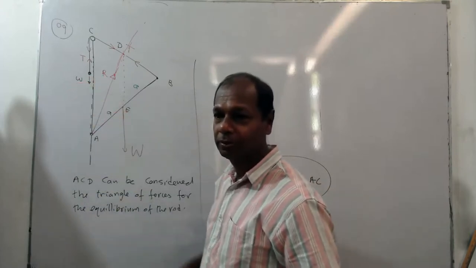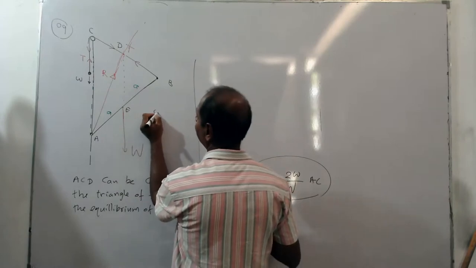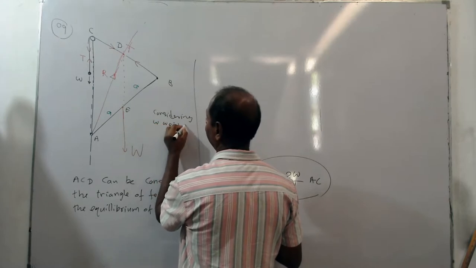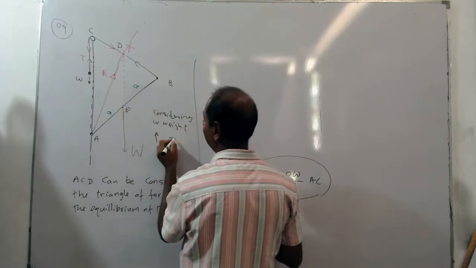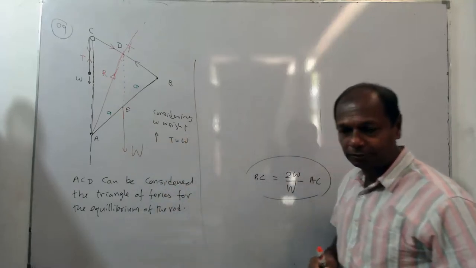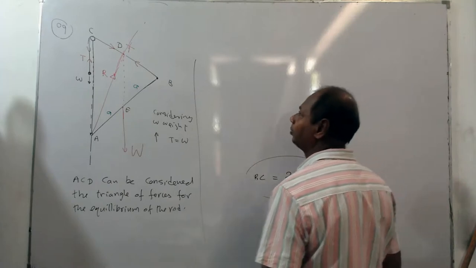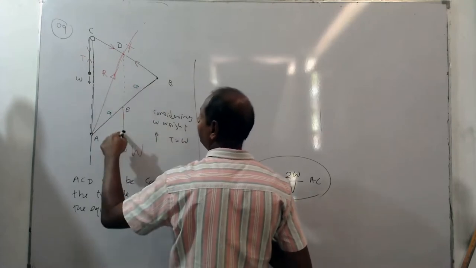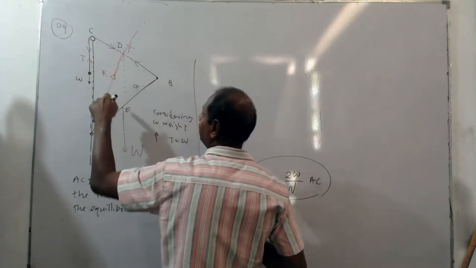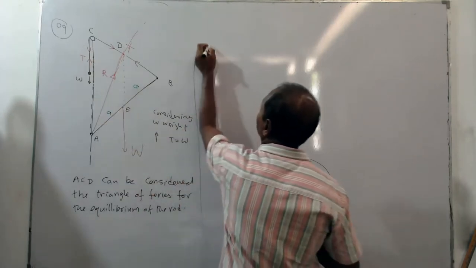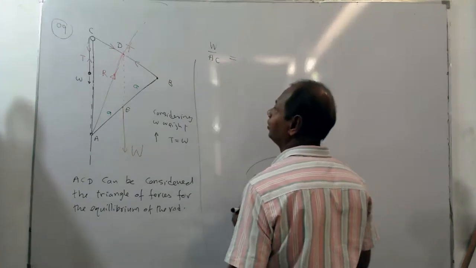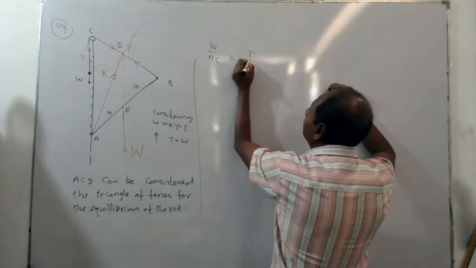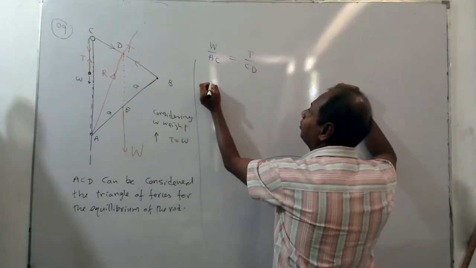Resolving, considering simple W, the weight, resolving up, you get T equals W. Then this capital W is in the triangle, this is the triangle of forces. This capital W is represented by AC, because T is represented by CD. But T we found that it is simple W.